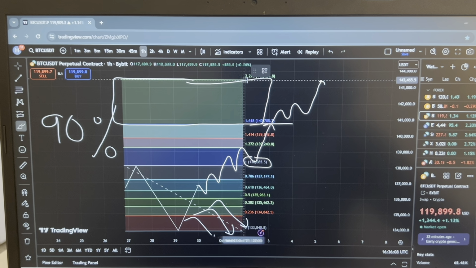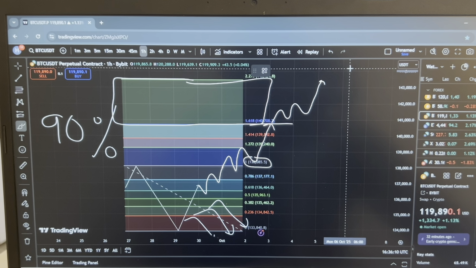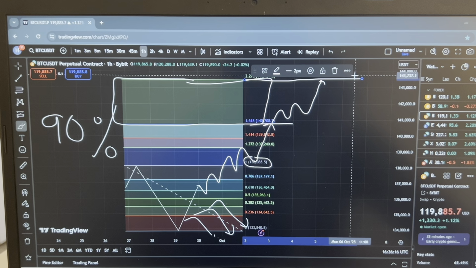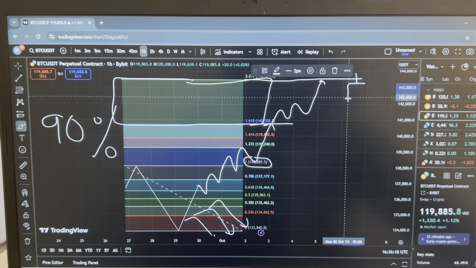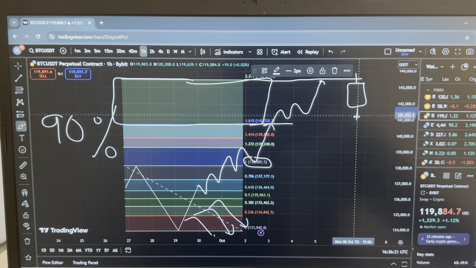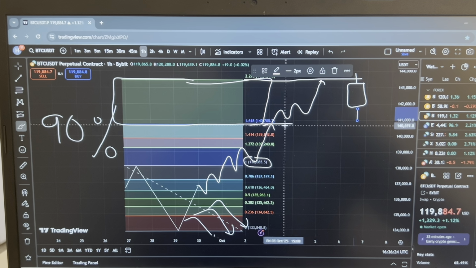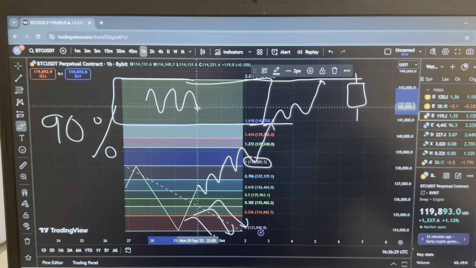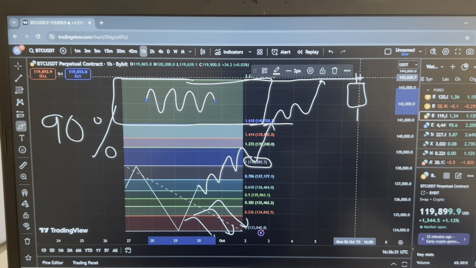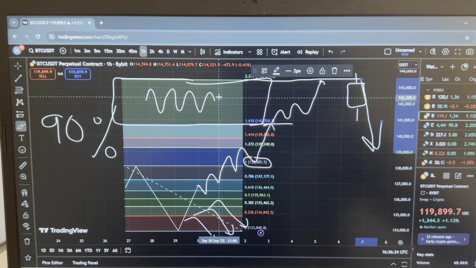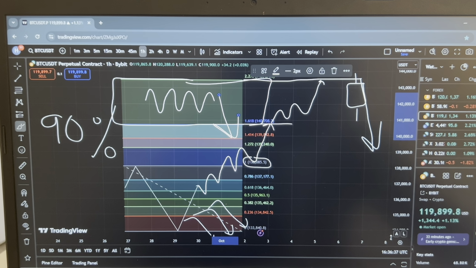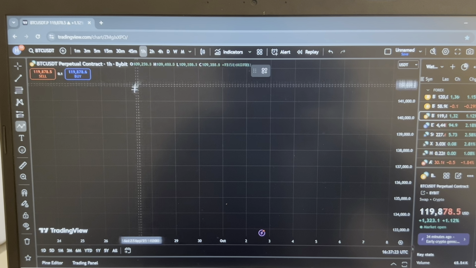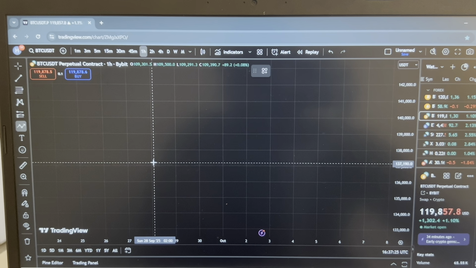This level might be broken just by a wick, just like this. Let's drag it out. So this is the level. It can be broken by a wick, just like this, or else the market can actually be in a consolidation phase in this level before it just goes down. Now I've covered the uptrend scenario. Let's go to the downtrend scenario.